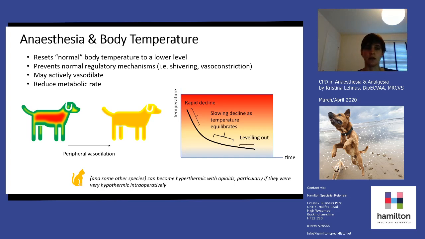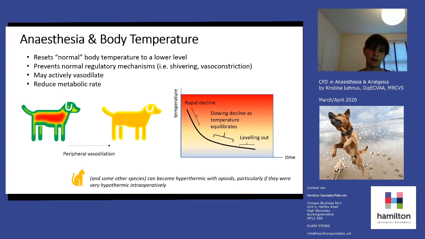And then similarly, on the right-hand side, you can see a graph that shows the 3 different phases of hypothermia under anesthesia. So the initial decline is very rapid, you get vasodilation and very quick loss of heat at the beginning, and then everything starts to equilibrate a little bit, you're getting colder and colder, but your rate of heat loss is less, and then eventually it levels out.